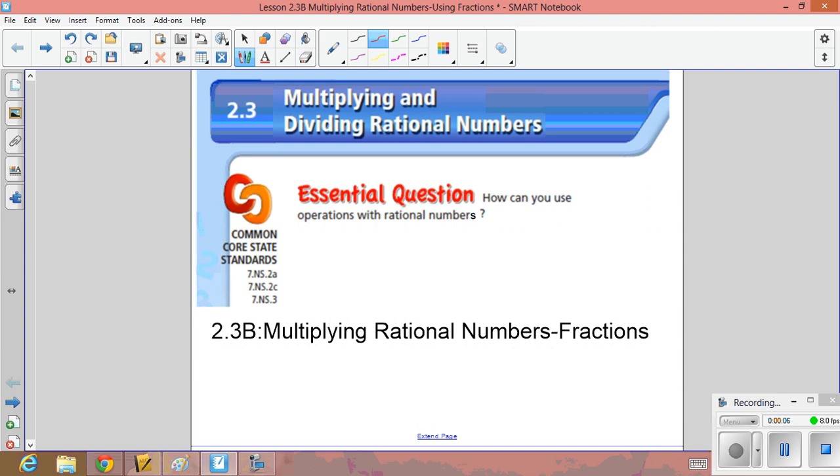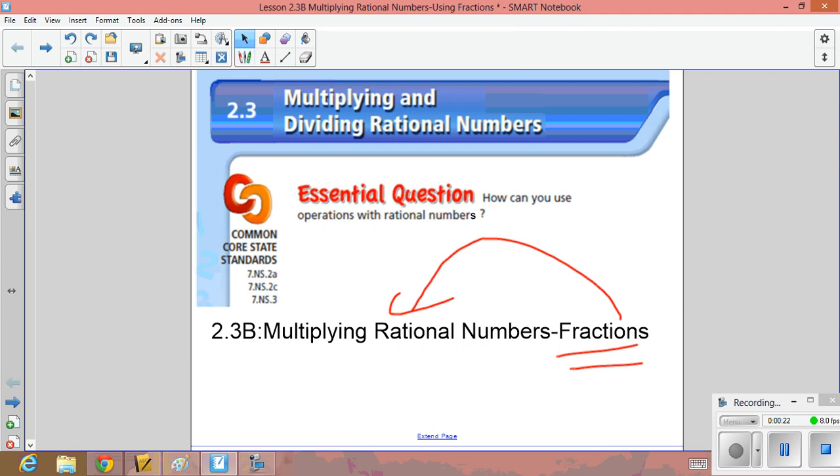This is the second part of a 4-part series. Today we'll be multiplying rational numbers. In particular, we'll be multiplying fractions. And since fractions are part of the rational number family, today we'll be looking specifically at fractions.